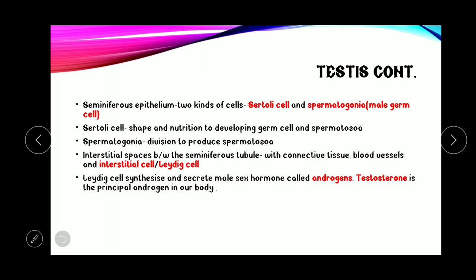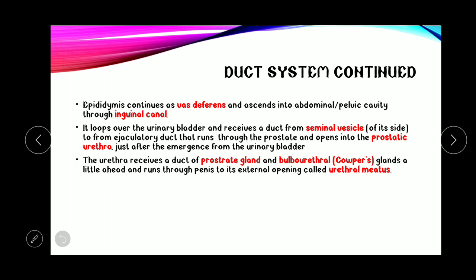So epididymis continues as vas deferens and ascends into the abdominopelvic cavity through the inguinal canal. So inguinal canal you must remember. So what happens when the testis fails to descend into the scrotum? This leads to inguinal hernia. Okay, so the inguinal canal is the canal through which the vas deferens, etc. ascend into the abdominal cavity along with the testis.